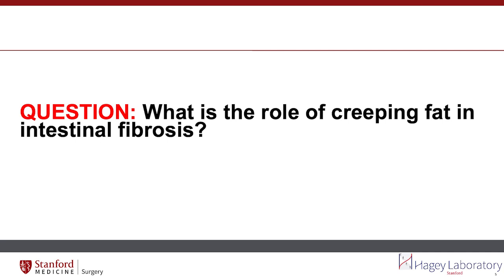And so these observations beg the question, what is the role of creeping fat in intestinal fibrosis? Is it just simply a passive bystander that is a response to inflammation? Or does it play a more nefarious role in the formation of strictures?